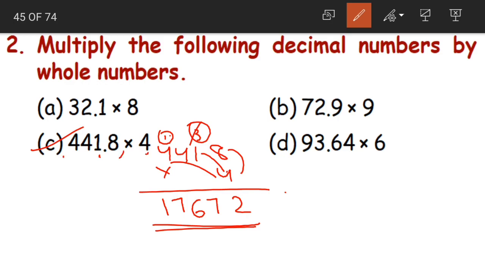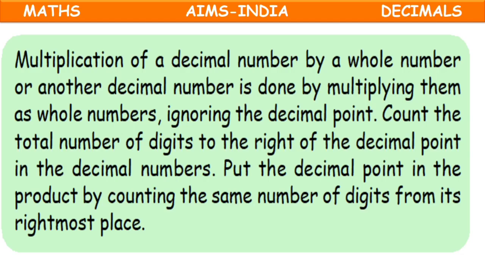Again, even these numbers have only one decimal place. So we have to place the decimal point after one digit from the right. Understood, children? So 1767.2 will be our final product of the given decimal number and whole number. That is what it is said here.